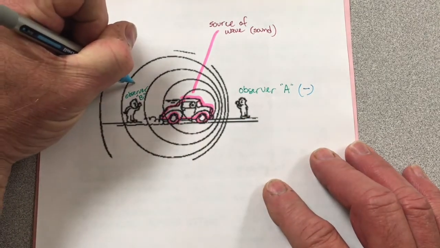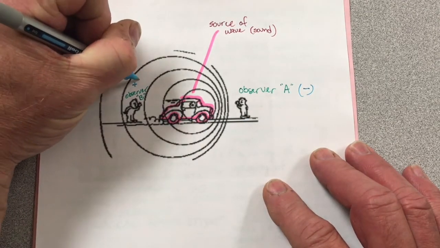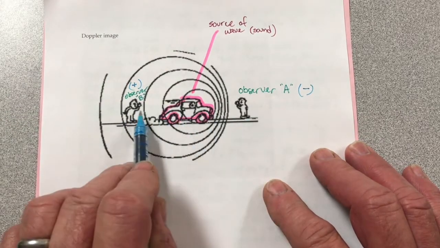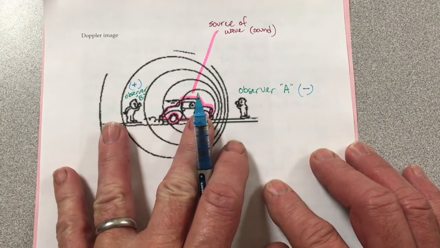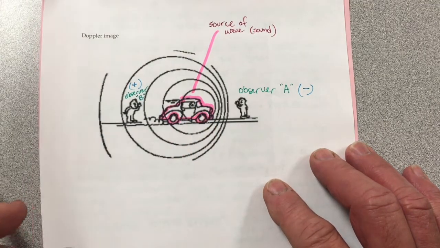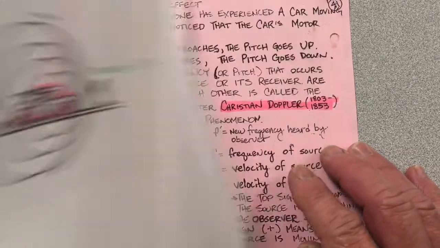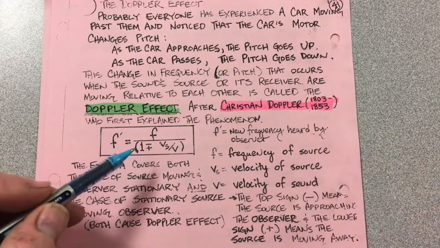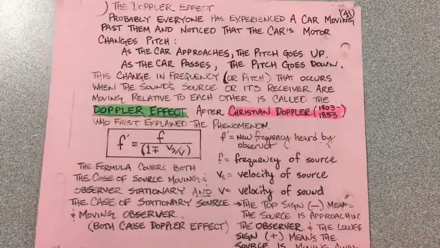If the object is moving away from you, as it is in the case of observer B, the car is moving away and the distance is growing between them, in that case you use the plus sign. So that helps you remember that if it's getting closer, we use a minus. If it's getting further, we use a plus. And that's written in here.